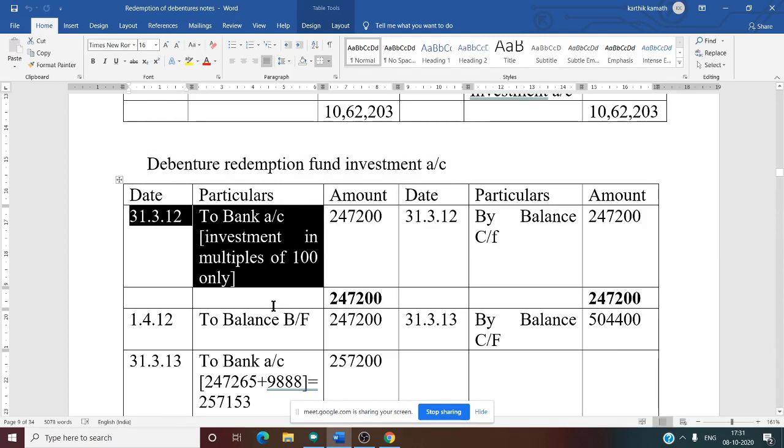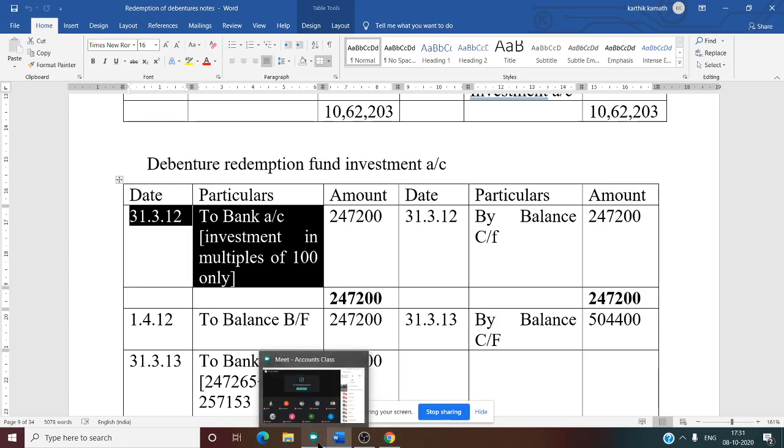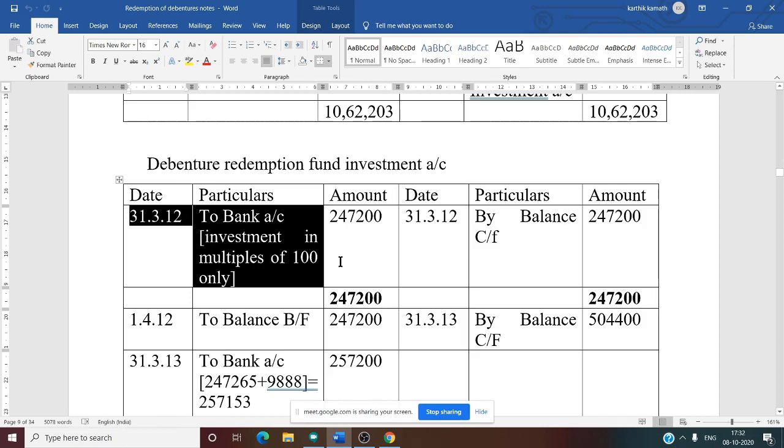First year end. Why first year end? Investments are made at each year end. At the end of each year, we are going to make the investment. That is why your date is important. What is the first year end date? First year 1/4/2011, end date is 31/3/2012. To bank account.